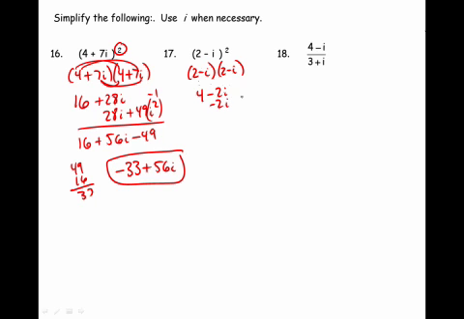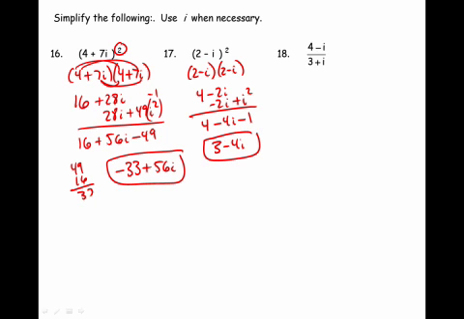Inner would be negative 2i. And last, negative i times negative i is positive i squared. i squared becomes negative 1, so this is 4 minus 4i minus 1. Combine your like terms, the 4 and the negative 1, so this is 3 minus 4i.